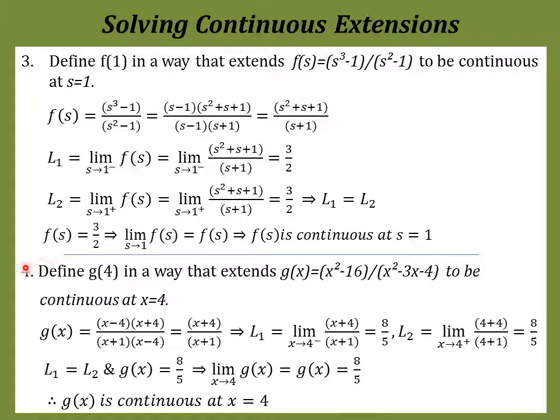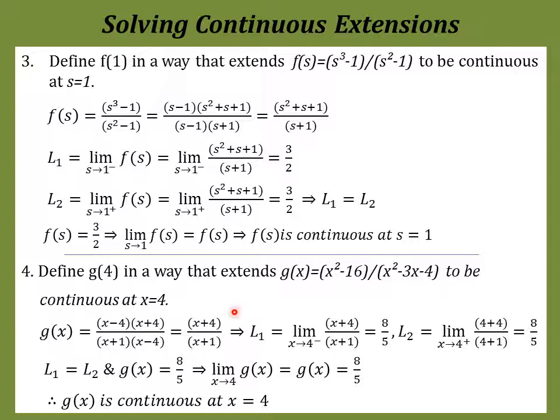Now on number 4 we will define the function g, which is given as a fractional value also, and it is x squared minus 16 over the trinomial x squared minus 3x minus 4. So to solve it, we need to factor the numerator and the denominator. This is x minus 4 and x plus 4, and the denominator is going to be x minus 4, x plus 1, so x minus 4 is going to be removed from both sides, and the result is x plus 4 over x plus 1, so the problem of denominator 0 has been removed.